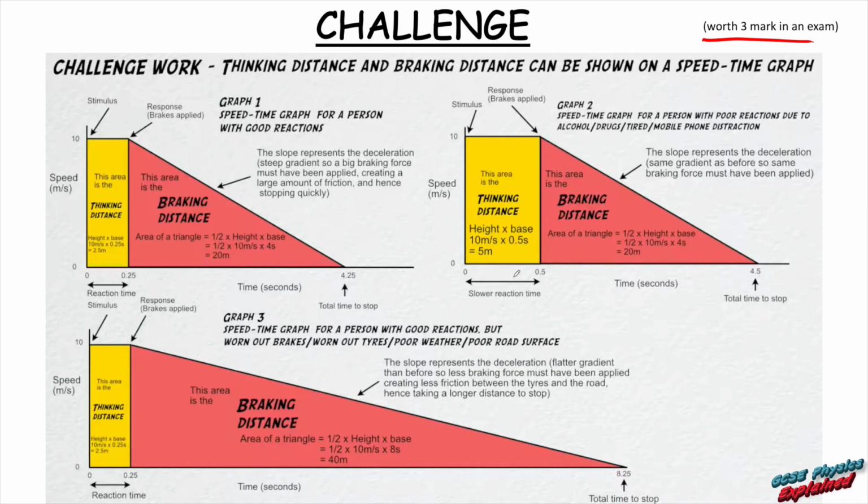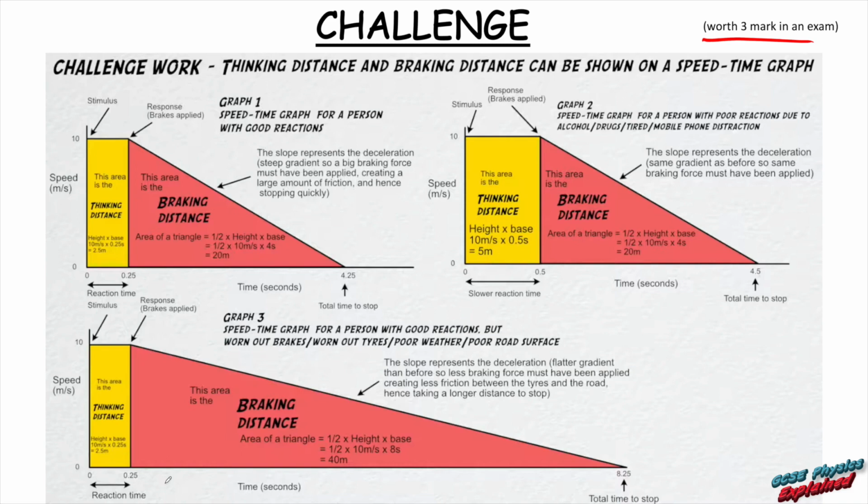Remember, on a speed time graph or velocity time graph, the area under the graph tells you the distance travelled. So you can see this area is bigger than this area. So with slower reaction times, the thinking distance is longer. Once you've pressed the brakes, because the brakes are in good working order, the braking distance is the same in this case as it was in the first case.